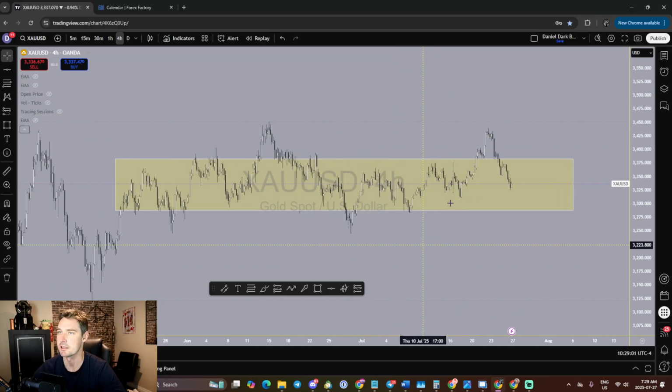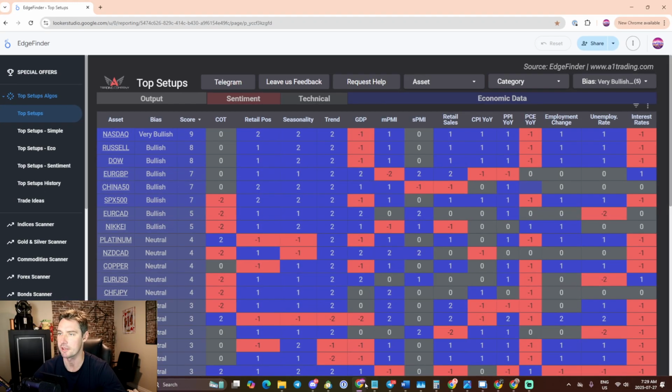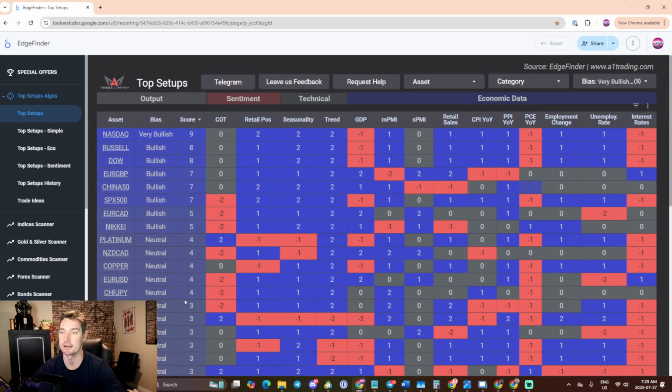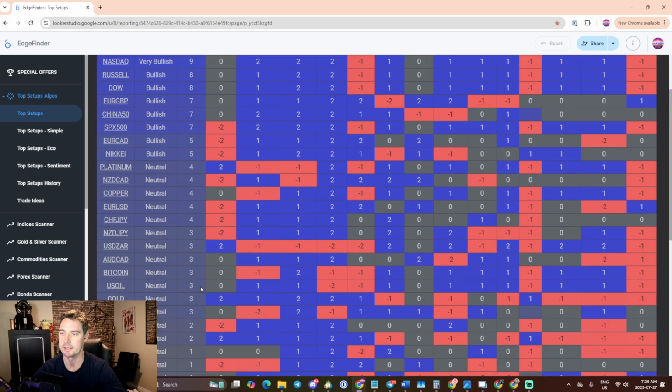So for this week, let's look at a few things. So I want to pull up the EdgeFinder first. Now, this is software where it takes all of the economic data for each asset and it gives it a bullish or a bearish score. And it just kind of gives you an edge to be on the right side of the trade, depending on what the economy is doing.